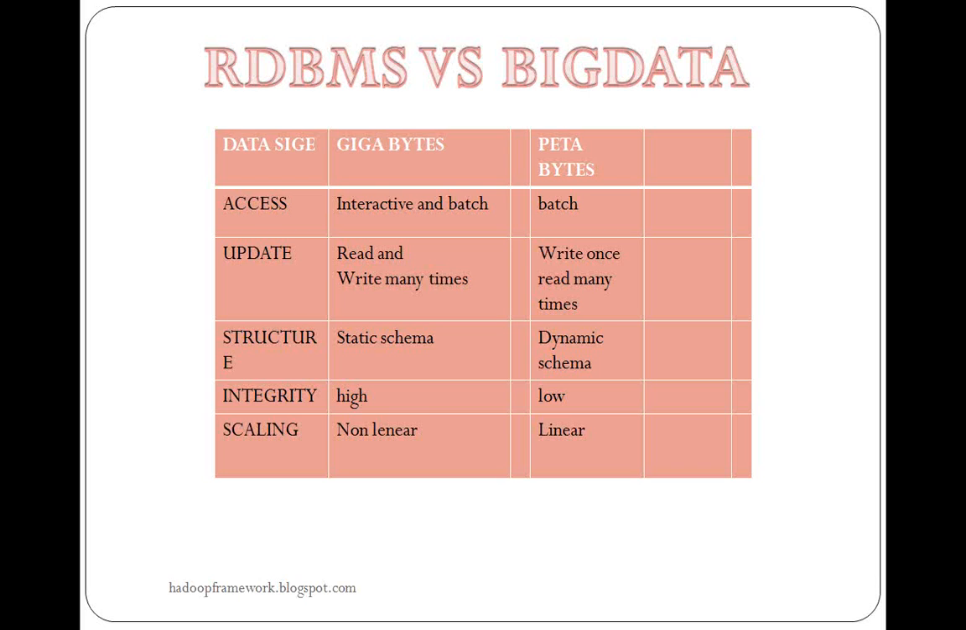RDBMS is a static schema, and big data is a dynamic schema. Integrity is high in RDBMS, and low in big data. RDBMS has non-linear scaling and big data has linear scaling.